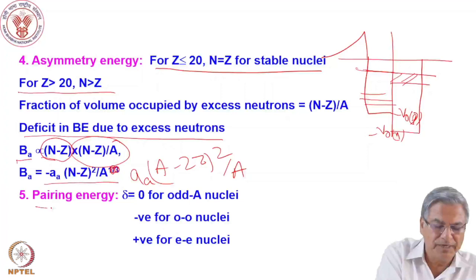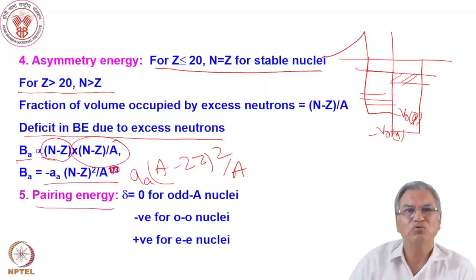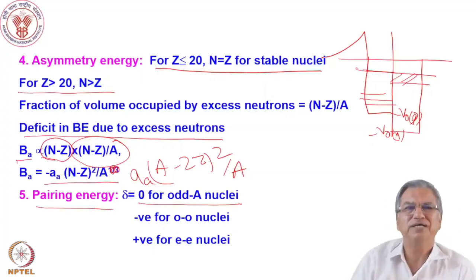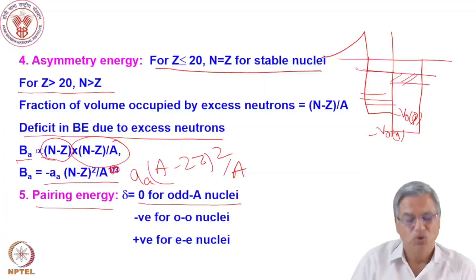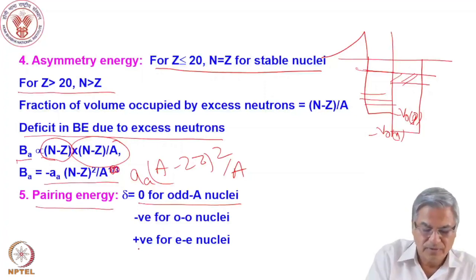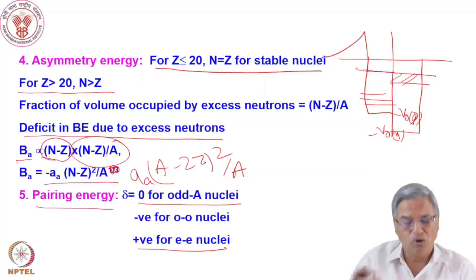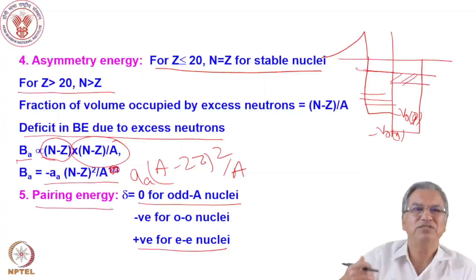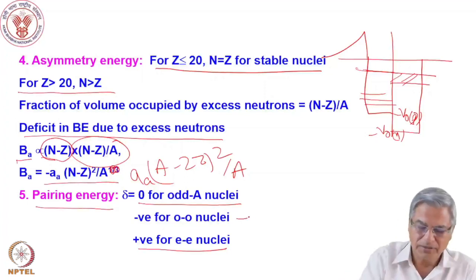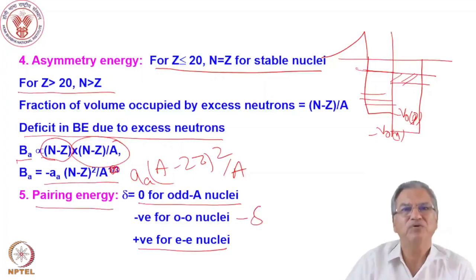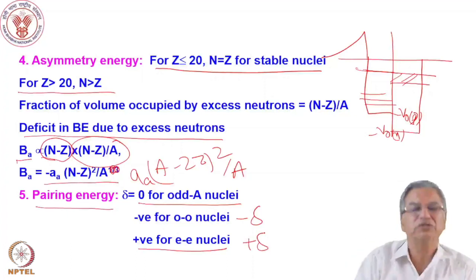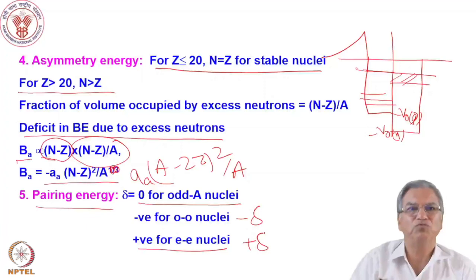The last one is the pairing energy. As you know, the nucleons tend to pair up, and so as a matter of convention, for odd A nuclei, the pairing energy is taken as zero. If it is an odd-odd nucleus, then the binding energy is low, so the pairing energy is minus delta. If it is an even-even nucleus, then the binding energy is high, so it is plus delta. That is the convention we will use for pairing energy.